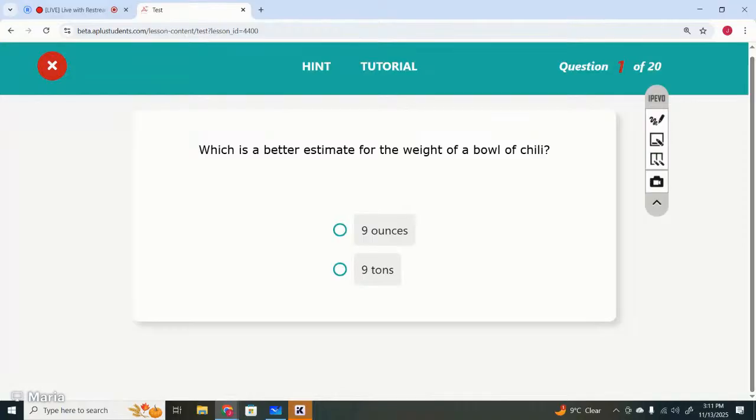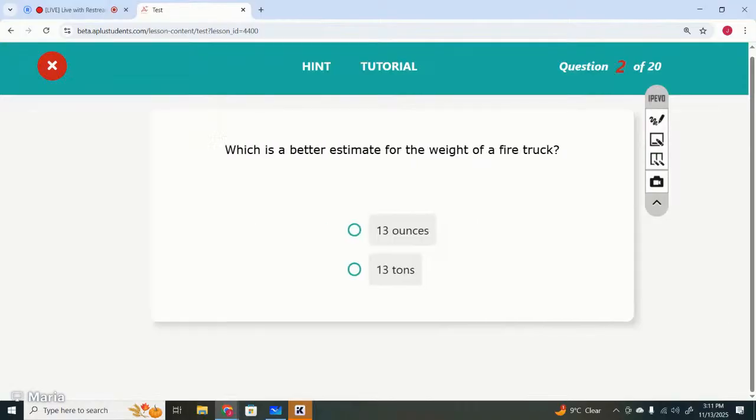Which is a better estimate for the weight of a bowl of chili? We have 9 ounces and 9 tons. Tons is a much bigger unit, right? So the bowl of chili is just 9 ounces. The correct option is 9 ounces. Option number 1 is the correct option.